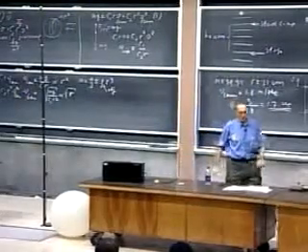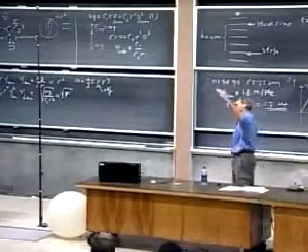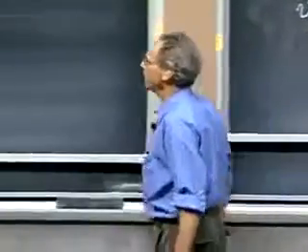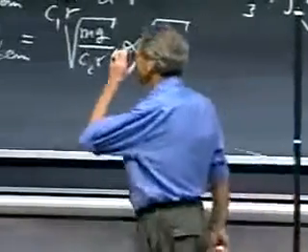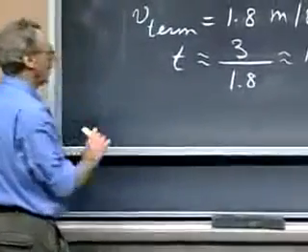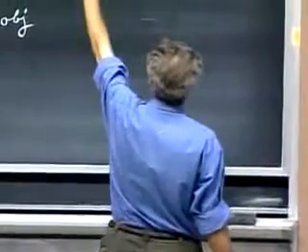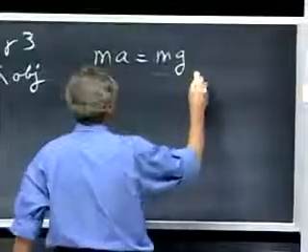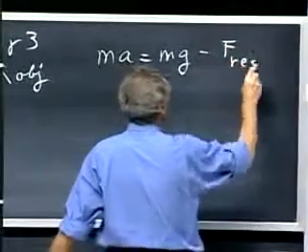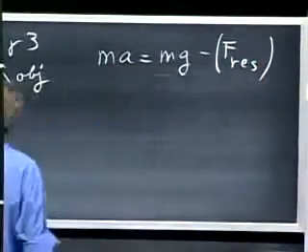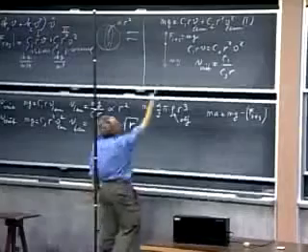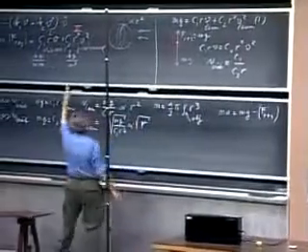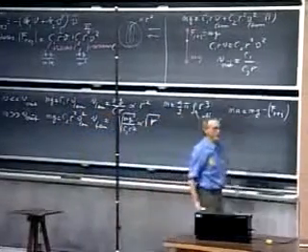Now, if you want to calculate the time that it takes to get close to the terminal speed, that is not an easy task, because you are going to end up with a nasty differential equation. You have ma equals mg minus the resistive force, and the resistive force has a term in v and a term in v squared. And so this cannot be solved analytically.